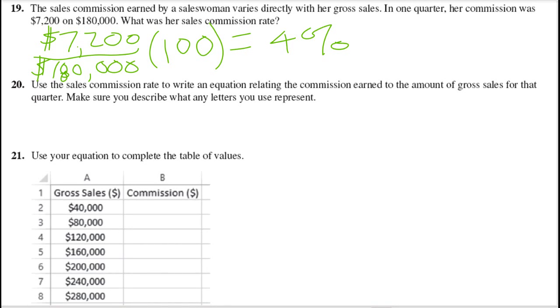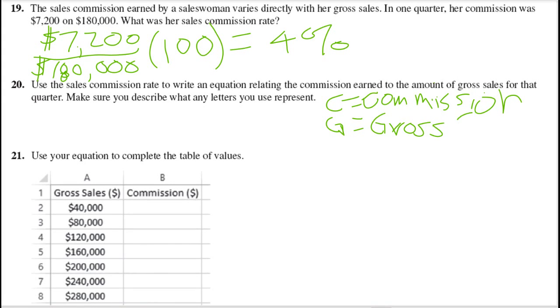So we have to write an equation, and it tells us what it's relating. The commission and the gross sales. You'll notice we're using G in a different way than we used it before. That's okay because we're defining what we're using. Gross sales. Okay. So now we write the equation.